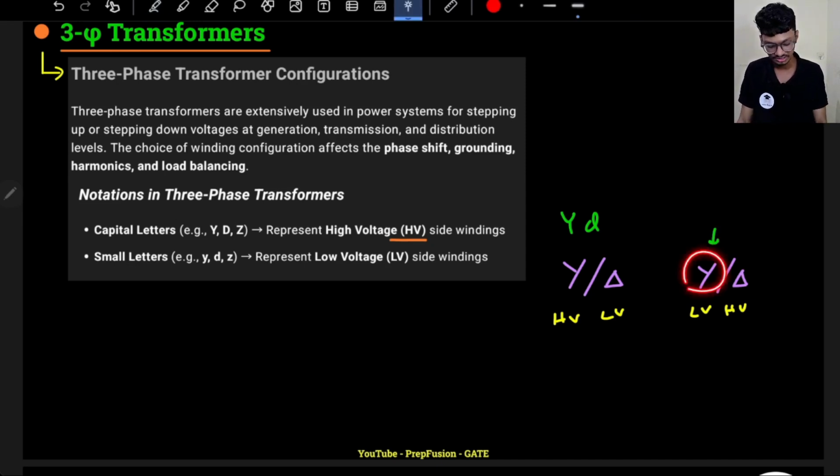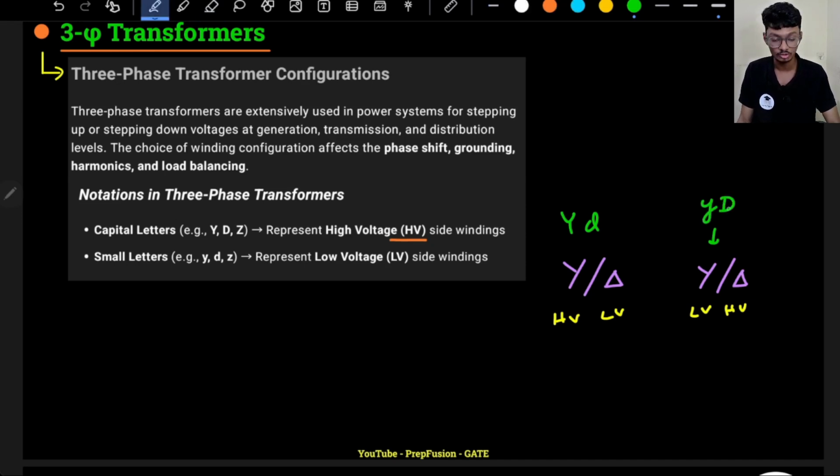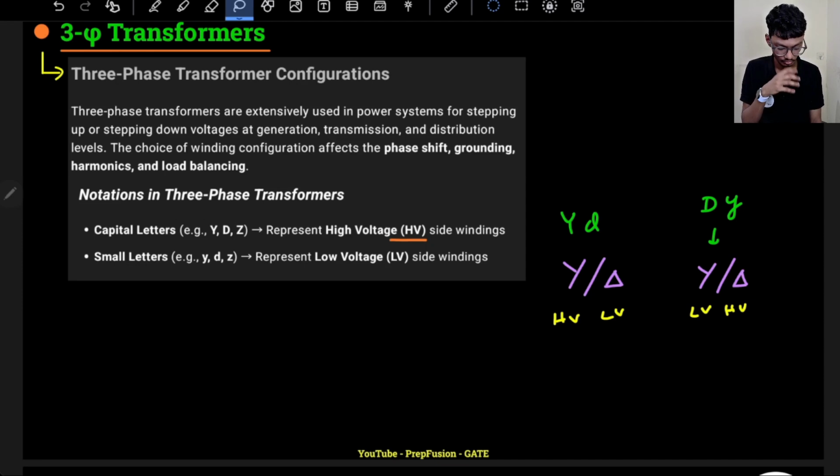If the low voltage winding is now star and the high voltage winding is delta, how will I define it? The low voltage winding is star, so it will be small y, and the high voltage winding is delta, so it will be capital D. That's how I write the transformer notations. We write the capital letter first, so Dy will be the correct notation, not yD. That's how we write the notations and transformer configurations. I hope you have understood this basic point.